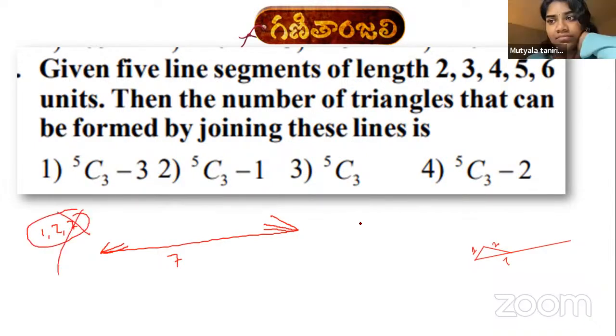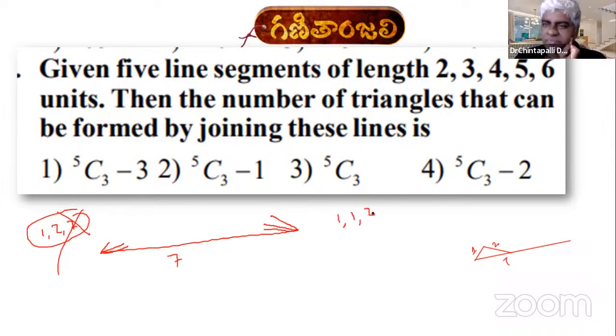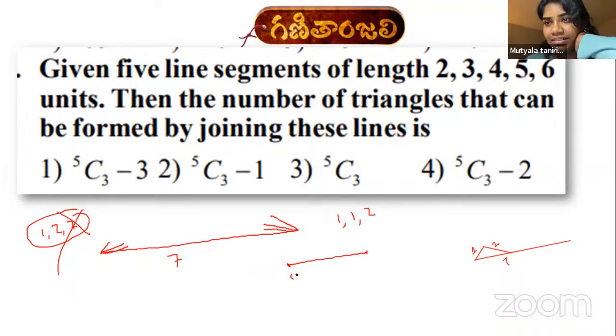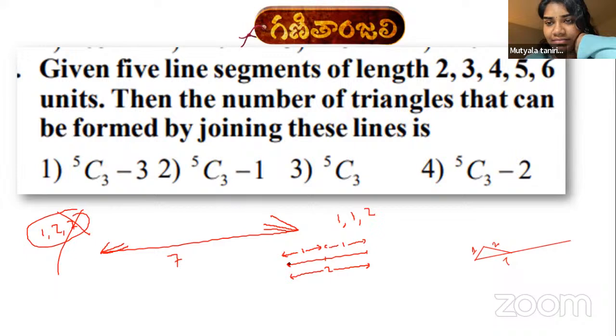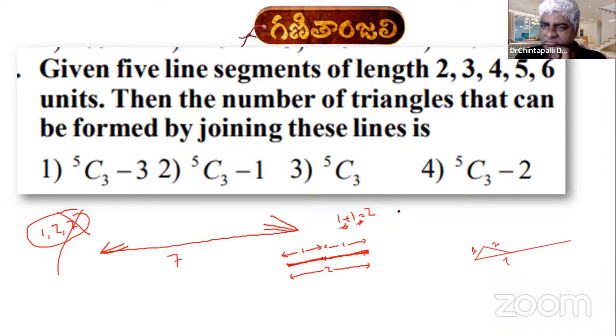Let us take a small example to understand it. Let us take 1, 1, 2. This is 2 units, that's 1 and that's 1. Can it be a triangle? No, sir. I drew three lines on it: first line, second line, third line. You know one thing, 1 plus 1 is equal to 2. So these 3 lines form a straight line only.